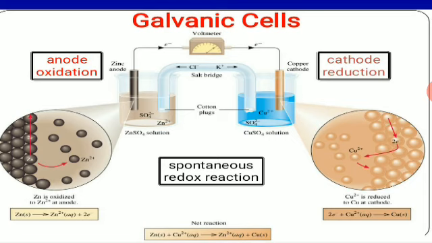Therefore, there is a gain of electrons, and the electrode where the gain of electrons or the reduction occurs is known as cathode. So always remember that anode is the oxidation electrode and cathode is your reduction electrode. Anode is our negative pole, whereas cathode is positive pole in our galvanic cell or the electrochemical cell.